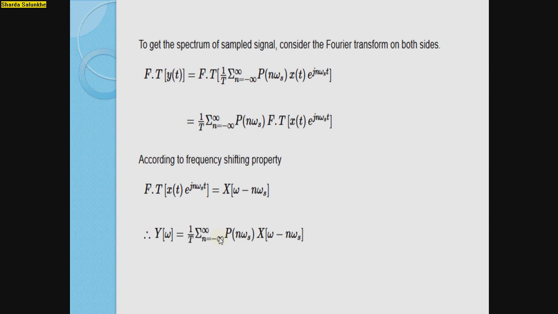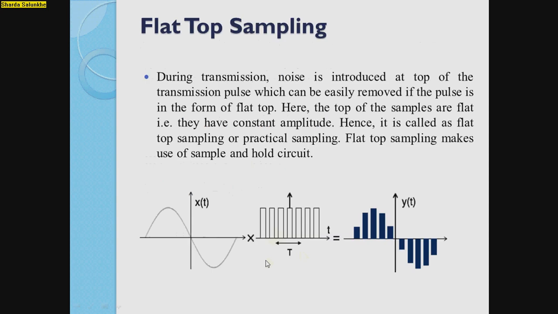So to get the spectrum of the sampled signal, consider the Fourier transform on both sides. So taking the Fourier transform of both sides, you will get y of omega, which is equal to 1 by T summation of n is equal to minus infinity to infinity p of n omega s into x of omega minus n omega s.